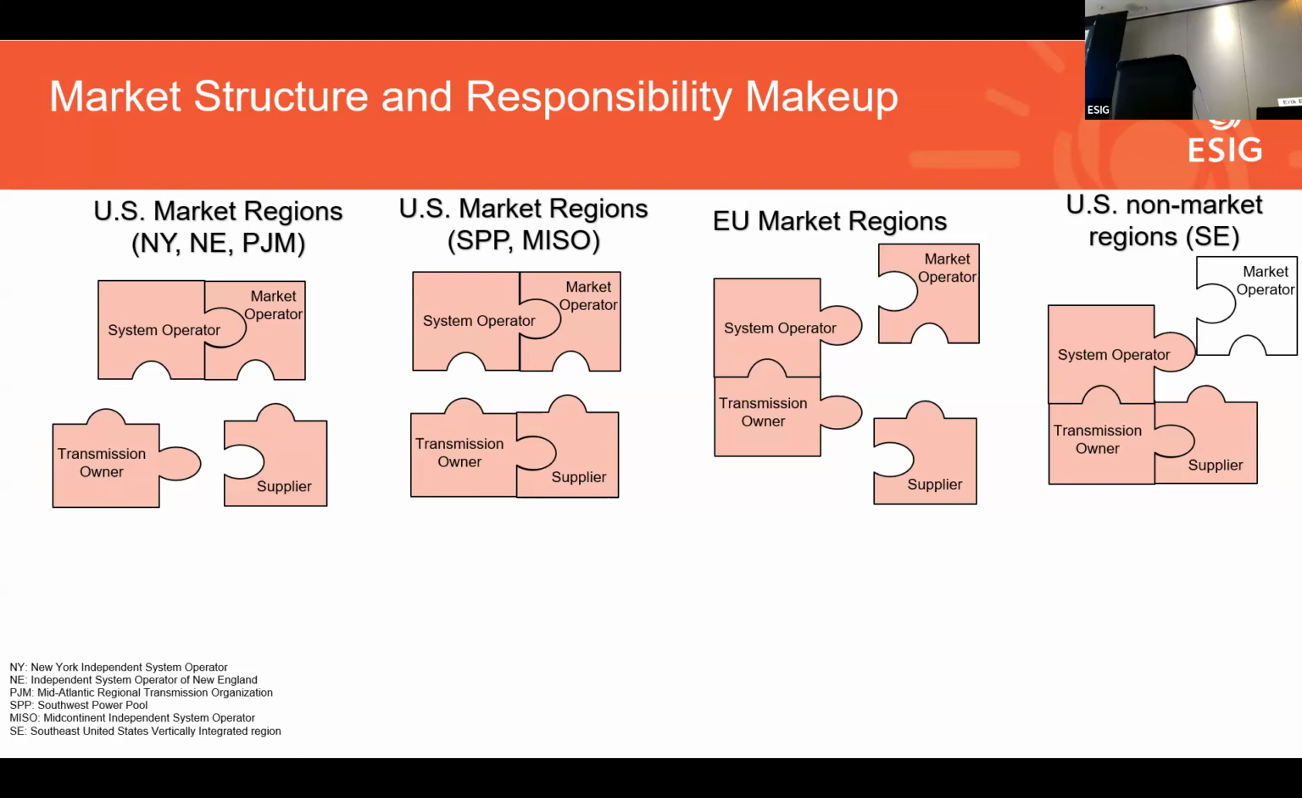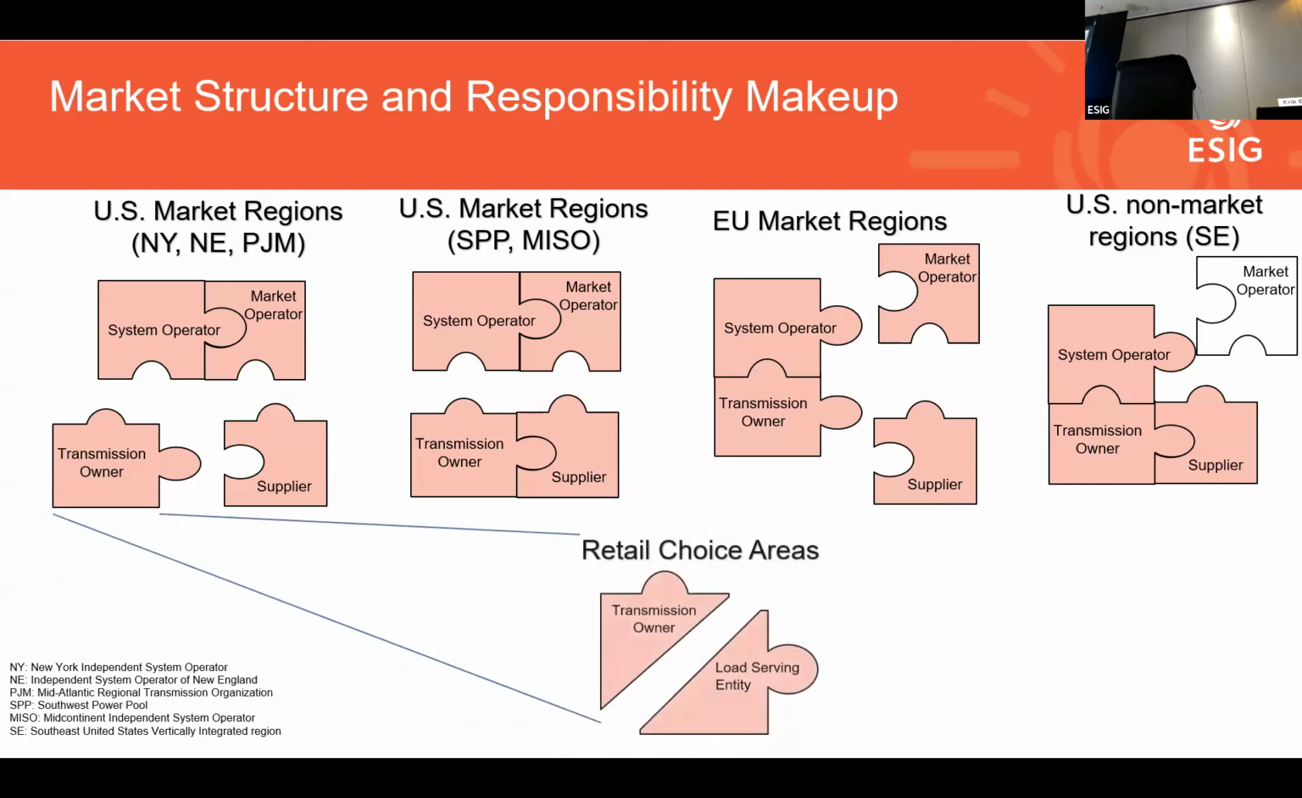So we really want to show there's a lot of differences across even the US, but looking at the whole world, you'd see many different structures out there, who's responsible for what, and how they may share responsibilities as those different entities.